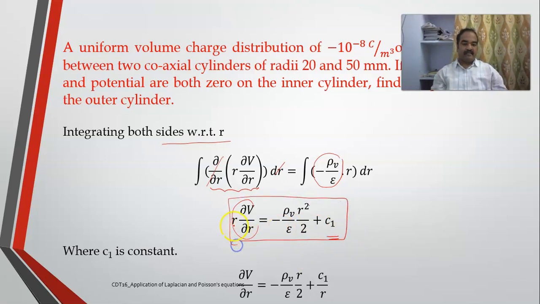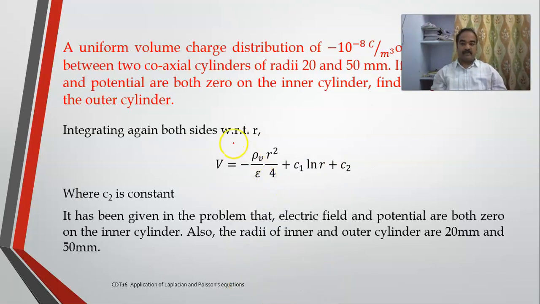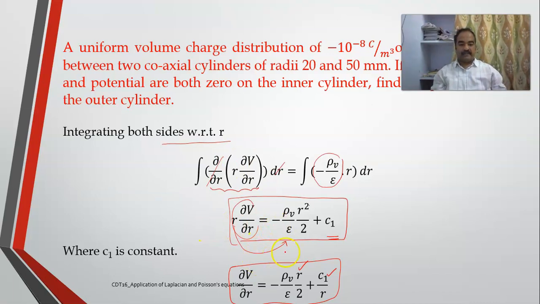Again, there is one more r, so I'll shift it to the other side. Then this becomes r by 2, and this becomes c1 by r. This is my equation. Again, I will integrate it with respect to r in order to obtain the potential. If I integrate it again, here I will be getting V. This one is a constant.